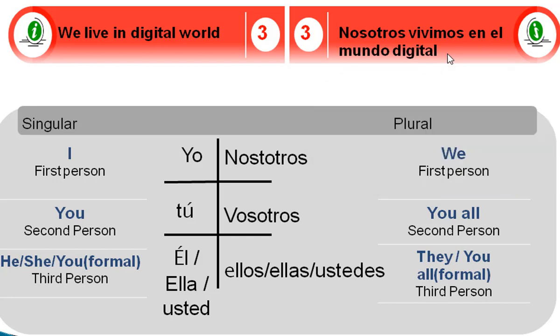This is again an interesting note. We have the world as the noun and digital is basically the adjective describing it. So we always place the adjective after the noun or the object in Spanish. Digital is the way to describe today's world, so that's why it is placed after the object.